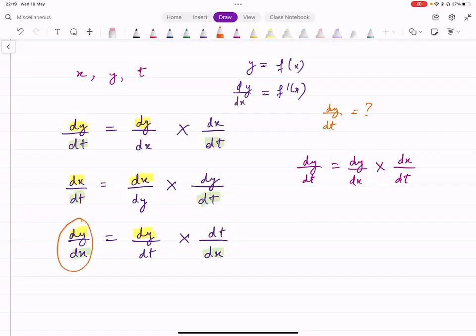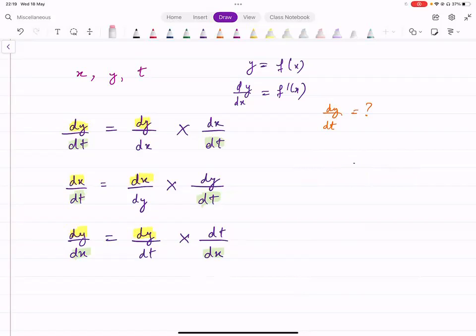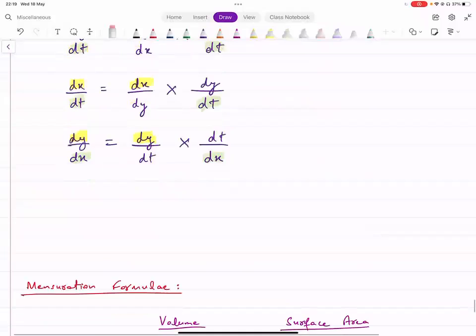You've got to be aware that sometimes, for instance, if you had to find dy over dx, you have dt over dx in this formula. If they've given you dx over dt, let's say that is 0.5, then what will dt over dx be? That's going to be the reciprocal of that, 1 over 0.5, which turns out to be 2. So if it's a reciprocal, whatever they've given, you take its reciprocal. So this is another thing that you need to know about chain rule and rate of change, you should know how to use this. Let's move on.